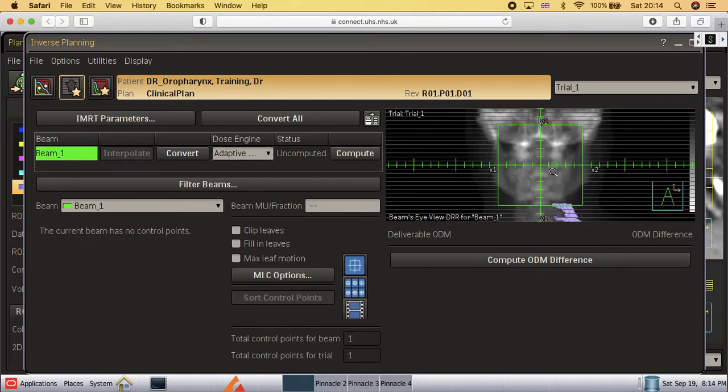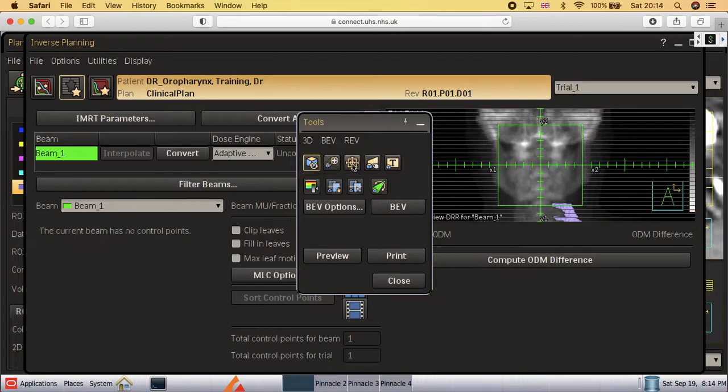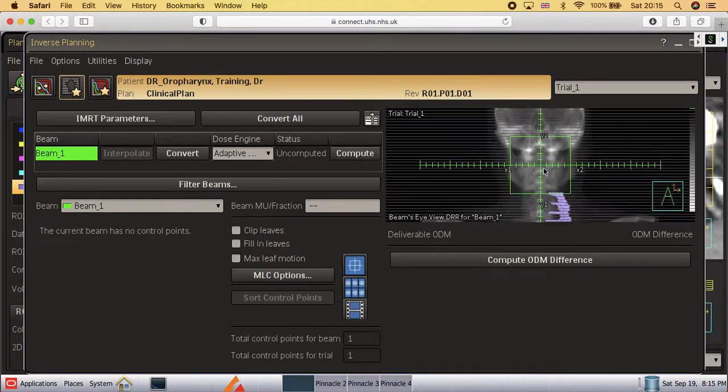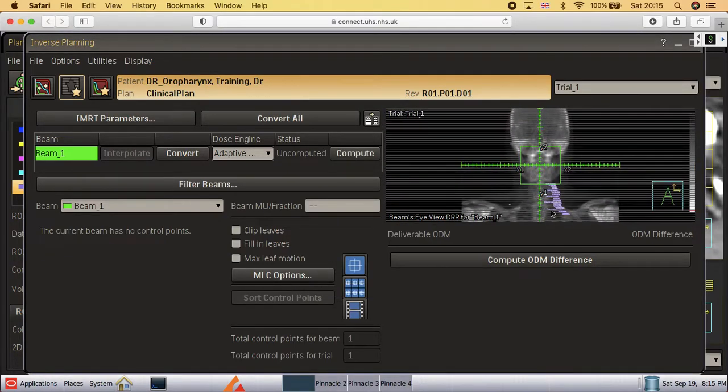I'm sorry, it's a bit slow. I don't know if I can maximize this. Just collimator 2D, it seems not. Okay, let's see.